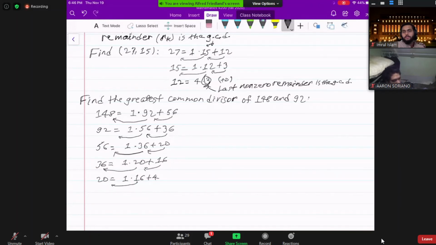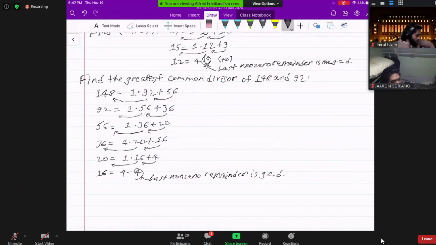The previous divisor becomes the new dividend. 16 equals something times the new divisor, which is the previous remainder that moves over and becomes the divisor, and we get 4 plus 0. So the last non-zero remainder is the GCD.